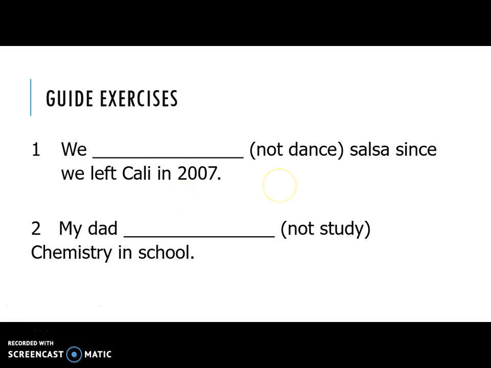In sentence 2, we used past simple. My dad didn't study chemistry in school. Now, let's look at chemistry in school. I imagine my dad is not still in school today. He was in school in the past, only in the past. So because this is an action that is only in the past, we use past simple.